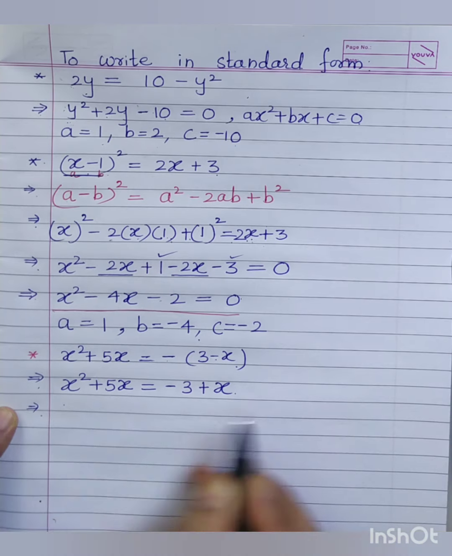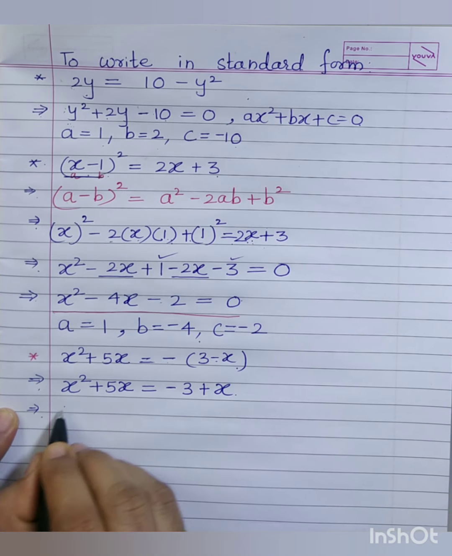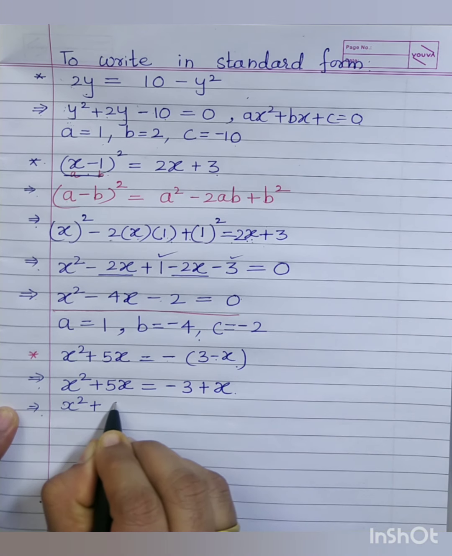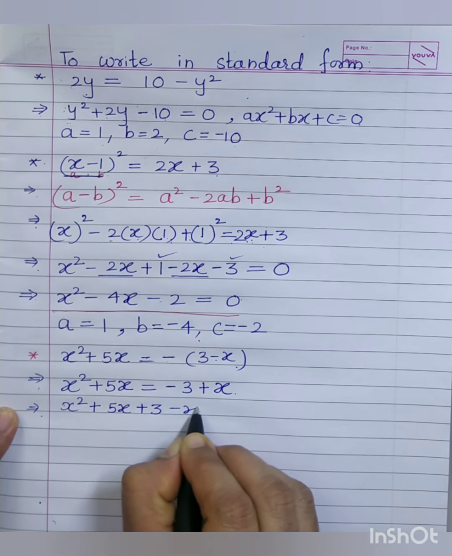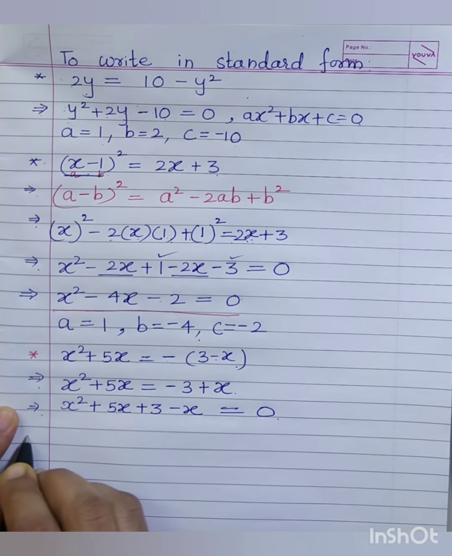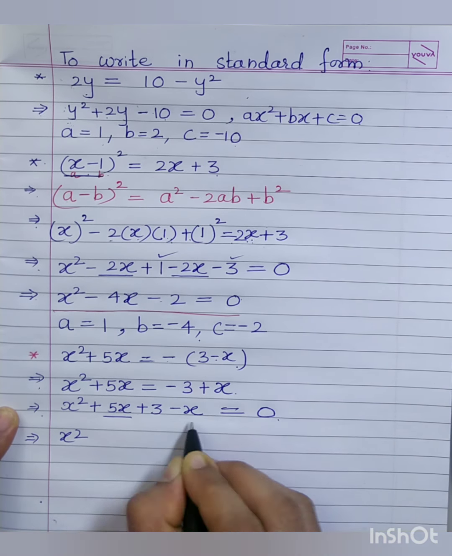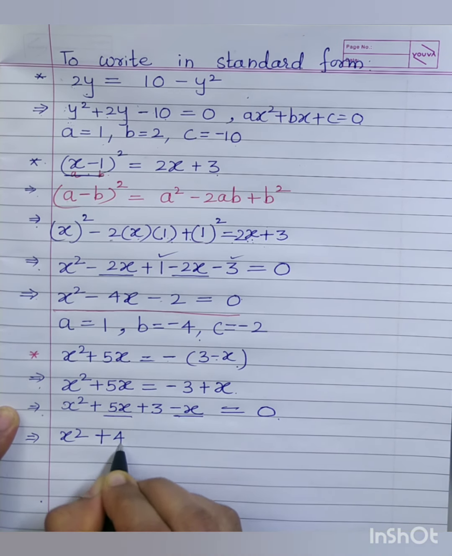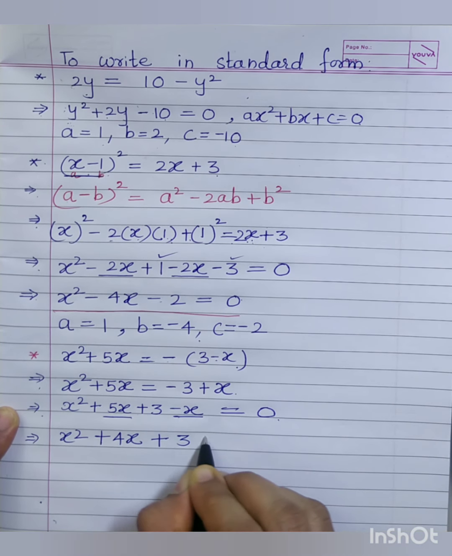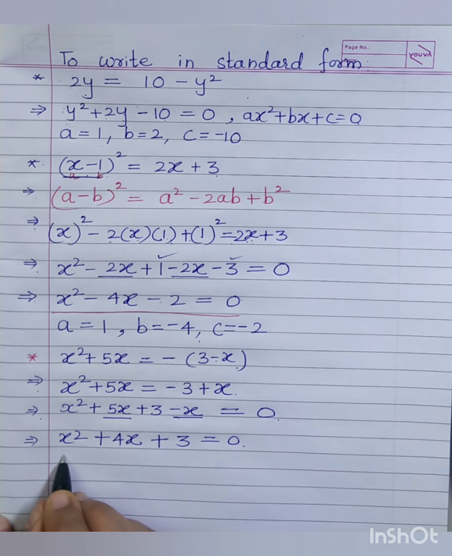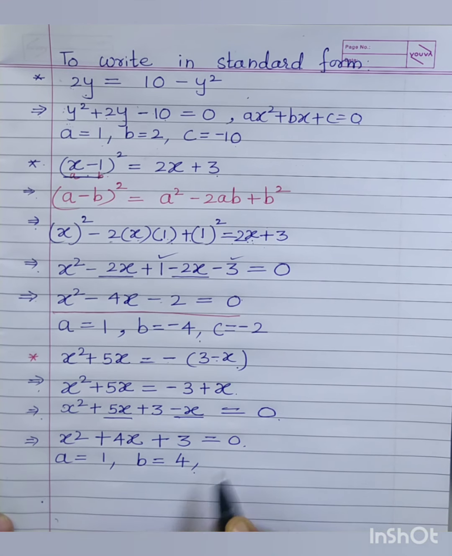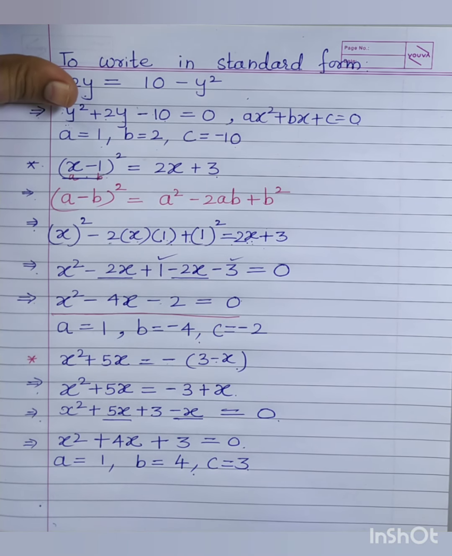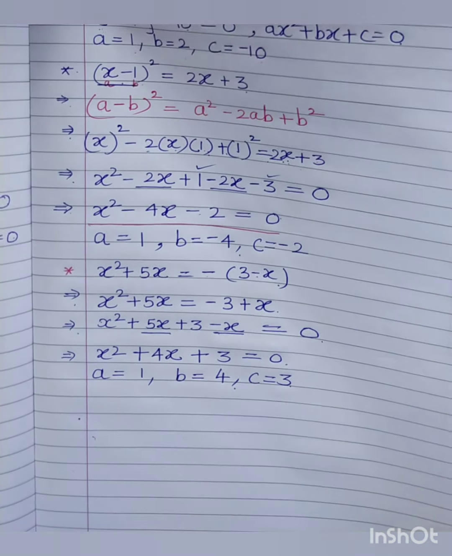Then shift all the terms to the left hand side. x square plus 5x, what you bring here is plus 3 minus x equal 0. x square, 5x minus x is 4x, plus 3 is equal to 0. So what is the value of a? a is 1. What is b? You can also give the answer 4. And what is c? c is equal to 3. Got it?